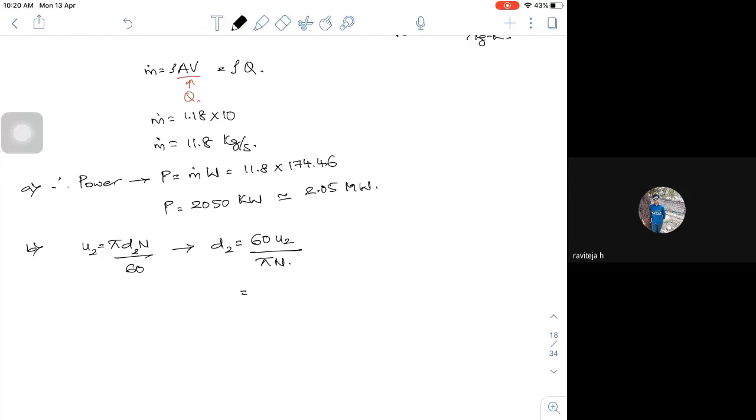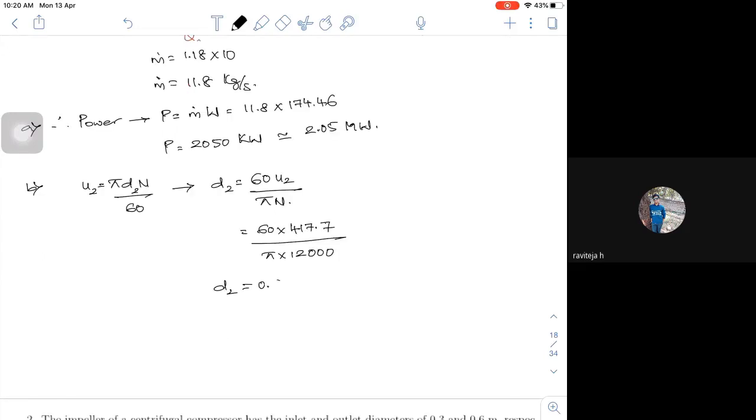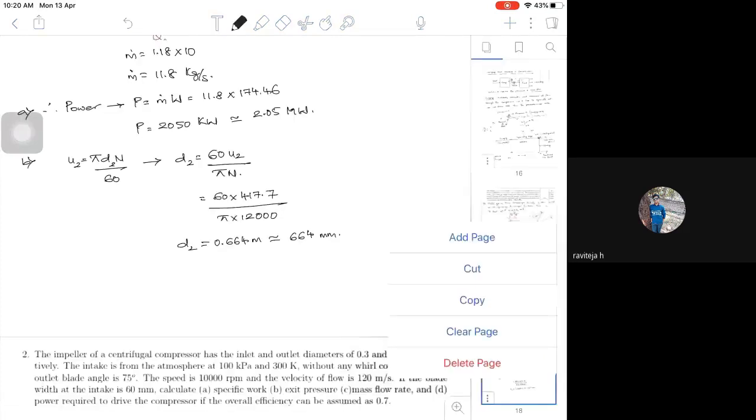So 60 into 417.7 divided by pi into 12,000. I will end up with d2 as 0.664 meters, or if I multiply by 1000, around 664 mm. So this is the outer diameter. What I am getting is the outer diameter.